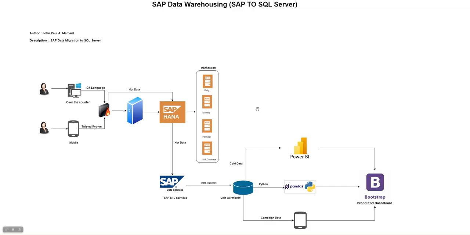So, first of all, I have two sources of data: over the counter and one IoT. It's mobile. So on premises, the two workstations, one comes from a C language application and one from Twisted Python.